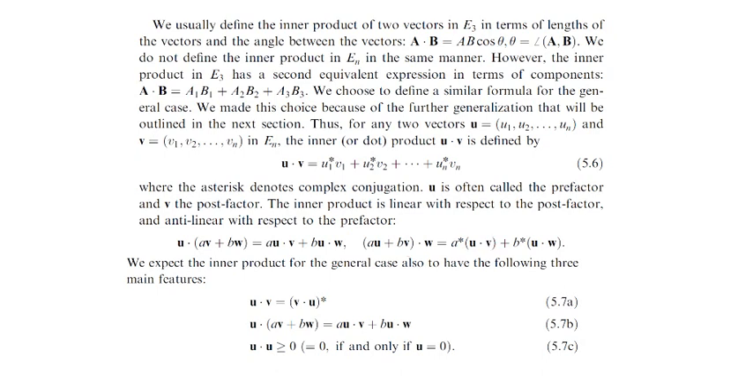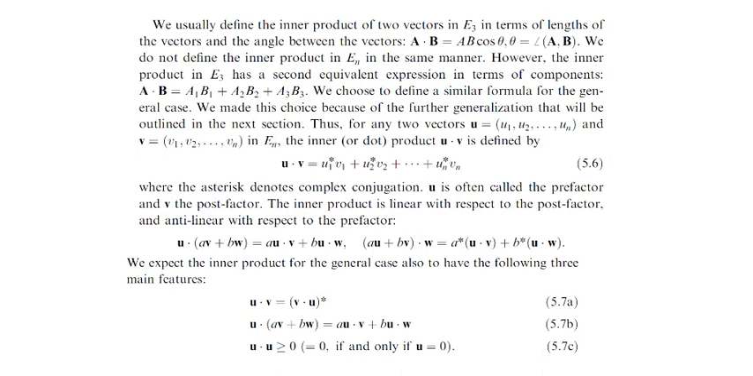Okay. So when you have a scalar associated with the prefactor, then it has to undergo complex conjugation and then you write the scalar product. Whereas if the scalars are associated with the post factor, you just need to multiply the scalar product with the scalar. No need of taking the complex conjugate of the scalars. This is what we call linear with respect to the post factor and antilinear with respect to the prefactor.